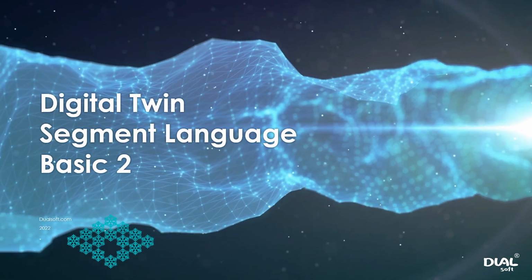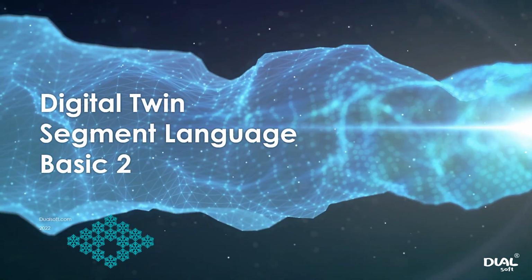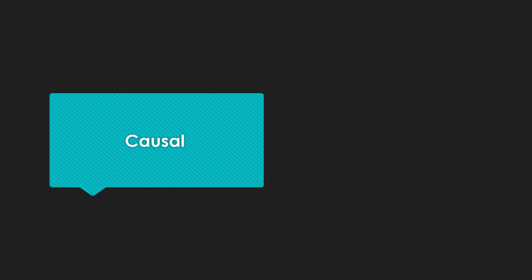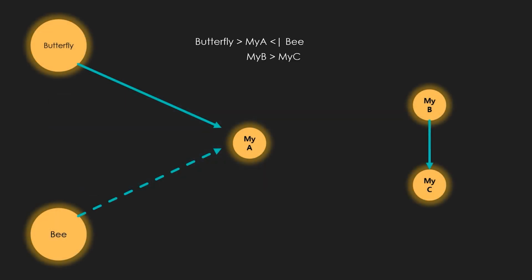This time is about the causal connection of DTS, Digital Twin Segment language. What is causality in DTS? Causality can be said to be a relationship between elements of a system. In DTS, the start-reset relational connection between actions is called causality.